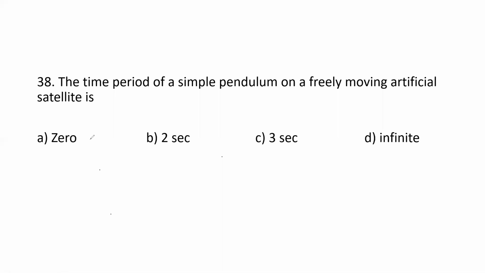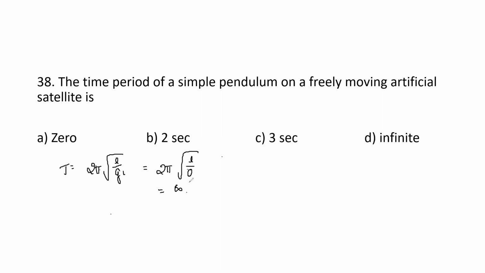The time period equation is 2 pi root of L divided by g dash. It is a freely moving artificial satellite. So when it is a freely moving artificial satellite, the acceleration due to gravity will be 0. L divided by 0. Anything divided by 0 is nothing but infinity. Therefore, the correct option is option D.